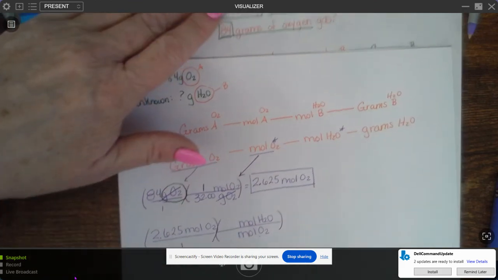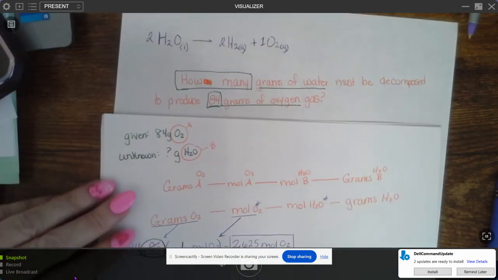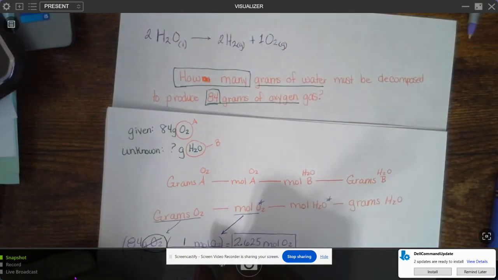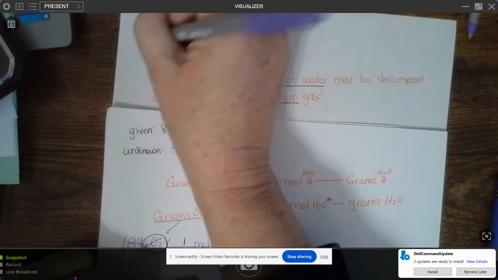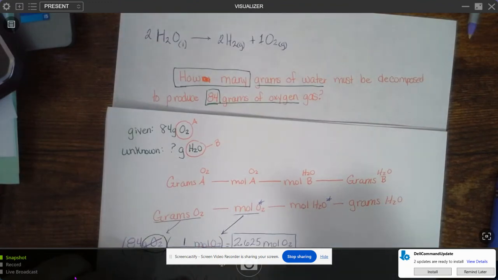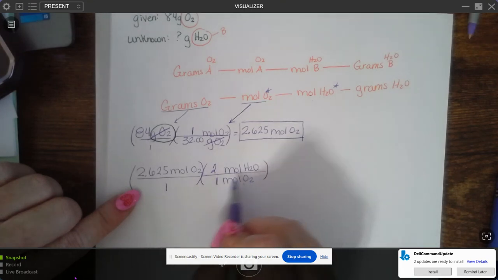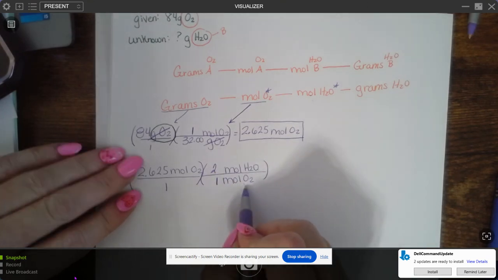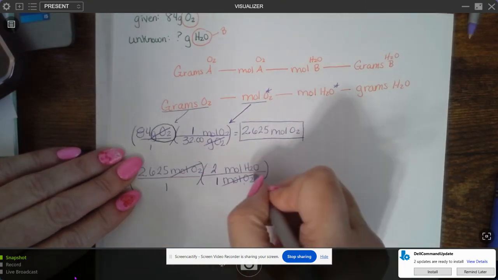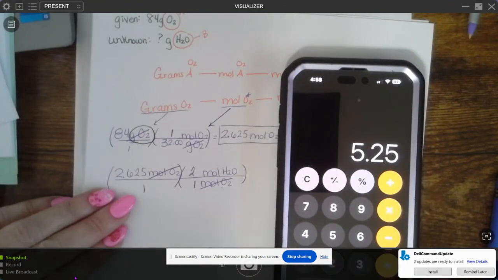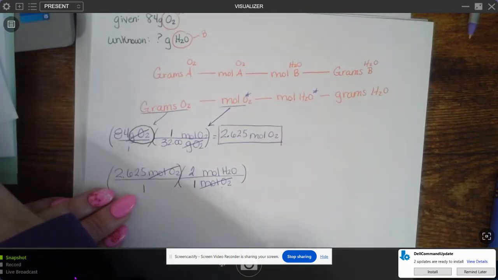Anytime I have moles of one thing over moles of another, I'm going to use my mole ratio from my balanced chemical equation. If I look up here, O2 has a coefficient of 1 and H2O has a coefficient of 2. So the ratio is 2 H2O to 1 O2. Notice once again my units cancel. If I do this math, I get 5.25.